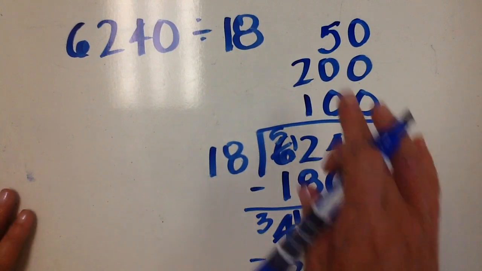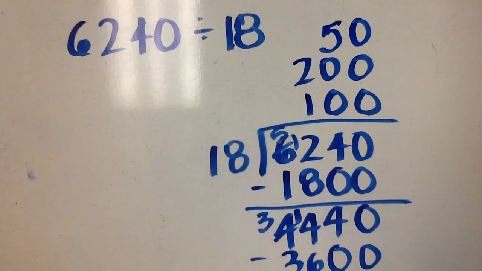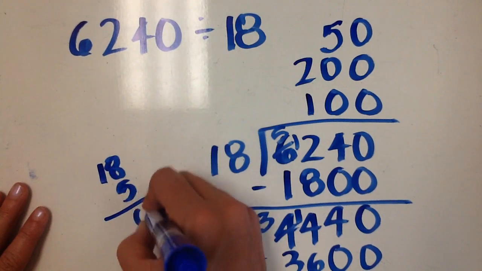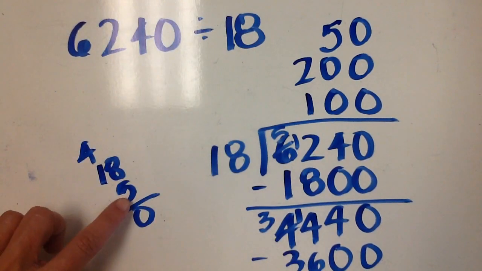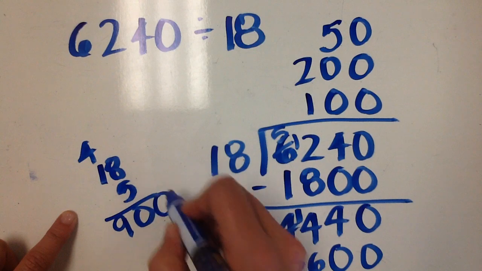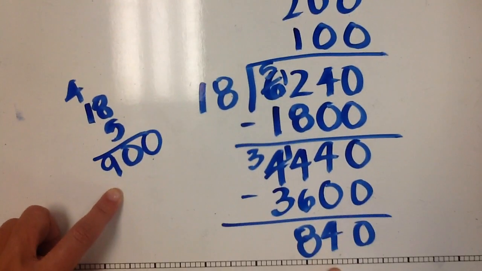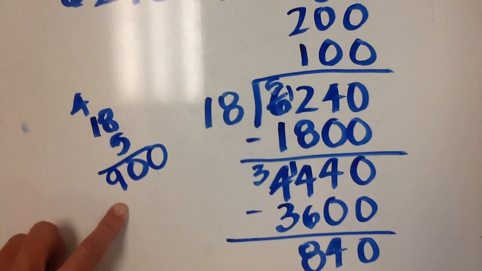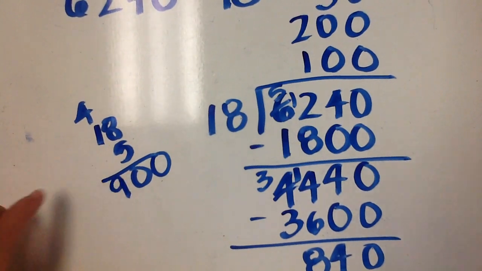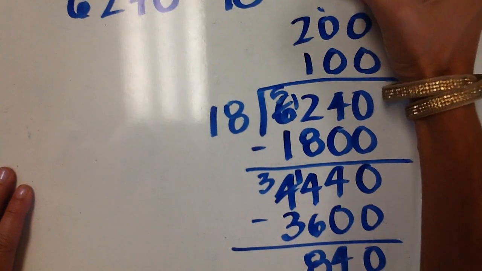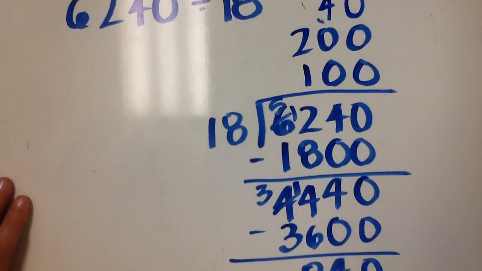Now I don't know what 5 times 18 is mentally, so it's okay to come right over here to the side and work that out. So that would give me 900, which I can see I only have 840 left to split out. So I'm going to have to try something less than 50. So I'm going to revise that, and I'm going to go with 40.